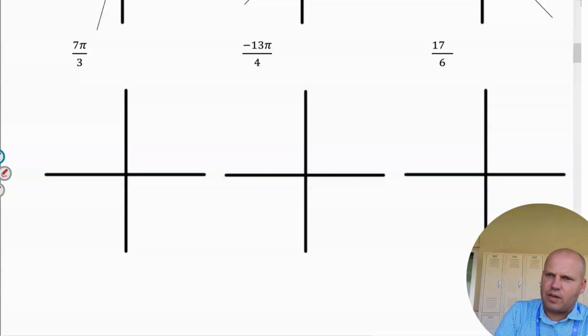Some challenging ones like 7 pi over 3. Well, this would end up being in the first quadrant, 60 degrees away.